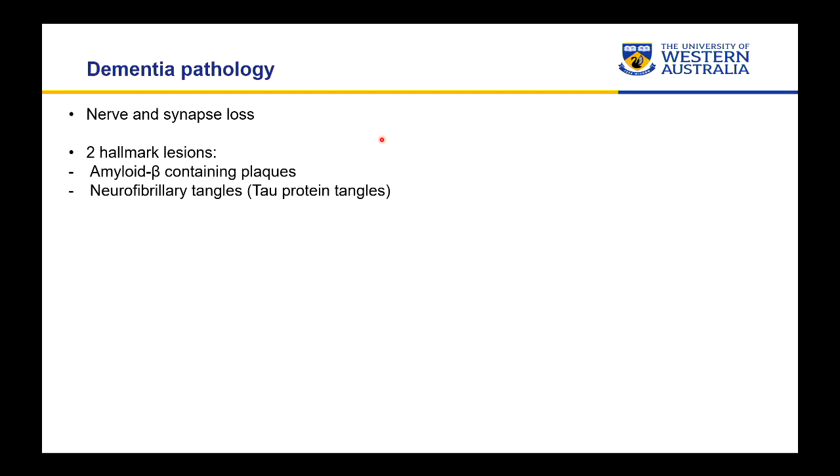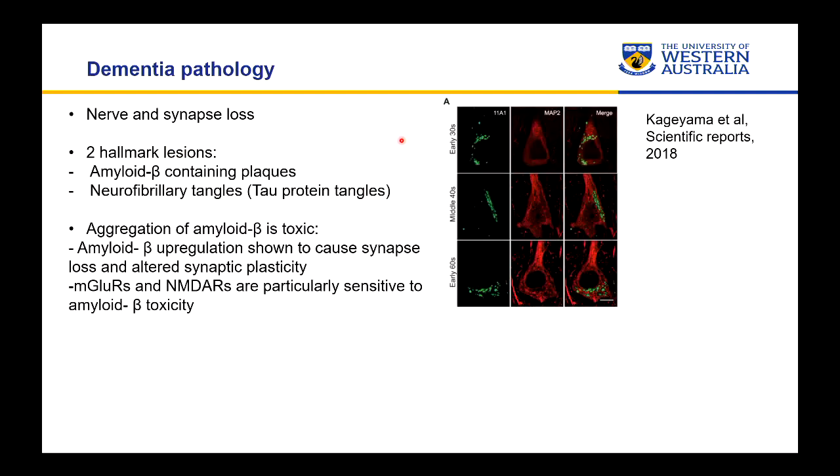And when we're talking about dementias and specifically Alzheimer's, we usually see two hallmark features of the disease. And that is the accumulation of amyloid beta containing plaques and also neurofibrillary tangles, okay? So let's unpack these. What actually are these mechanisms or symptoms?